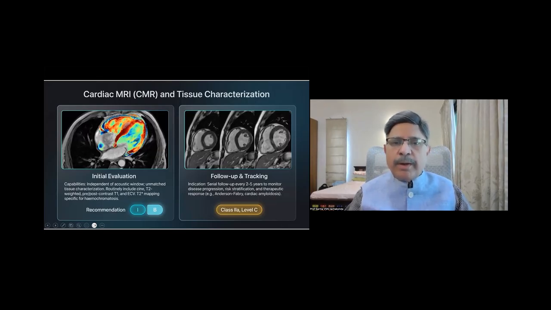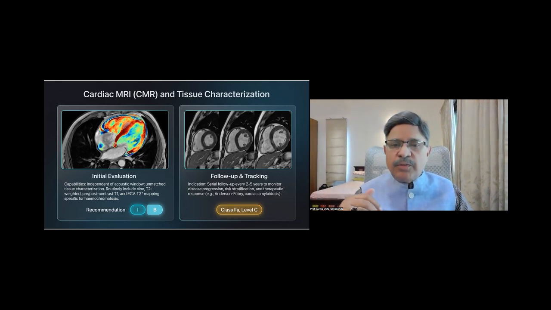Now, CMR. What is CMR? Cardiac MRI. In the initial evaluation, it has capabilities independent of the acoustic window. CMR does not depend on the acoustic window. In a fatty man or an obese woman, the acoustic window is poor and echocardiography may not demonstrate very clearly. But CMR is independent of the acoustic window. It has unmatched tissue characterization, routinely including cine, T2 weighted, pre- and post-contrast T1, ECV, and T2 mapping, specific for hemochromatosis. Metabolic cardiomyopathy, hemochromatosis is one type.